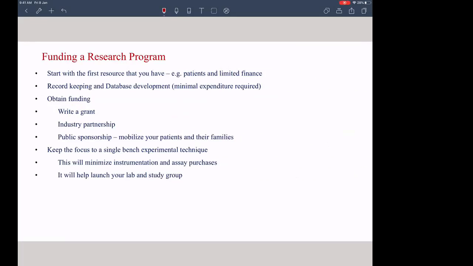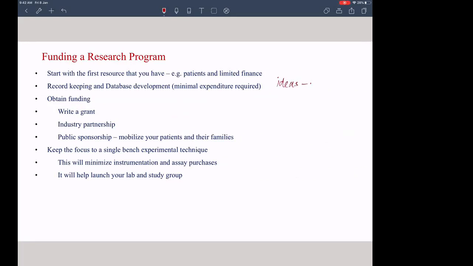So, funding. The first thing would be to do a limited effort with whatever resources you've got, limited finances, limited time. You put a database together, at least put out your ideas on a minimal scale, and show what you can all do together as a group.